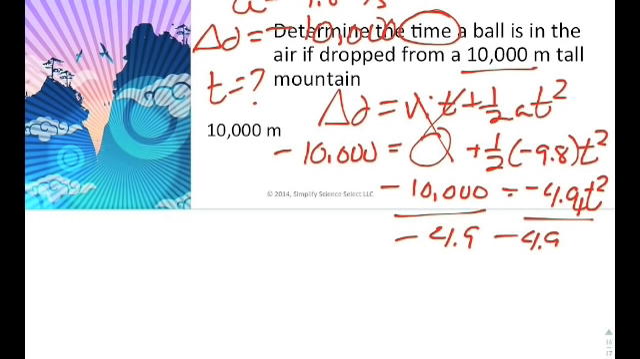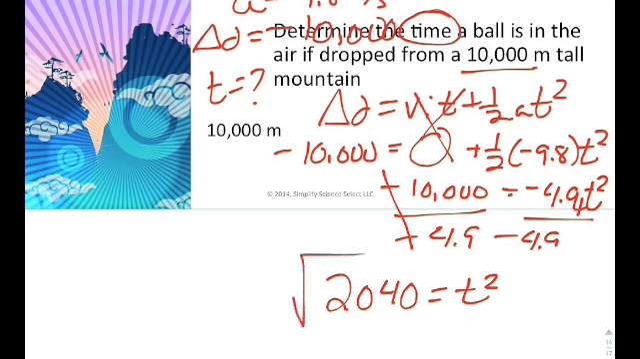When you do that, 10,000 divided by 4.9 is going to cancel. Those negative signs cancel out. You get 2040 equals t squared. Okay, that's not the answer. You need to take the square root of both sides, and when you do that, you take the square root of 2040, you get 45.2 seconds equals time.